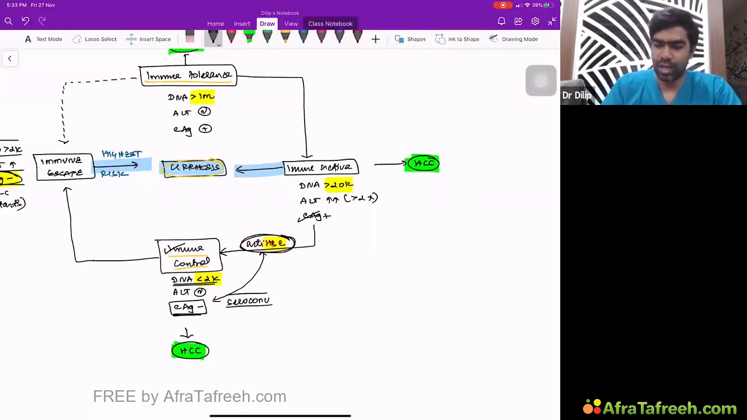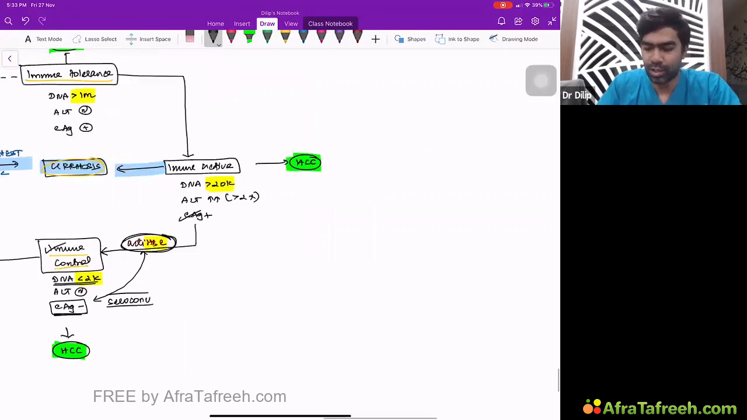So what are the reasons why you get hepatocellular cancer? There are 2 mechanisms why you get hepatocellular cancer. So I can write mechanisms of HCC. The number 1 mechanism is inflammation.